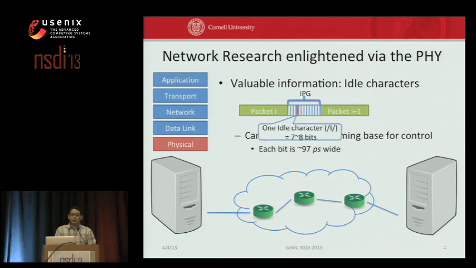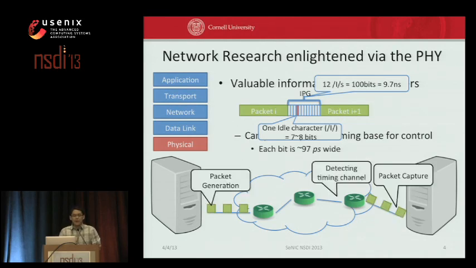So for example, if there are 12 idle characters, that means there are 100 bits between two frames, and that can also be translated into 9.7 nanoseconds. Therefore, by accessing and controlling every bit in the physical layer, we can achieve an unheard-of level of precision and control, which can improve the network research applications that I previously mentioned. And I'm going to go over these three applications later in this talk.